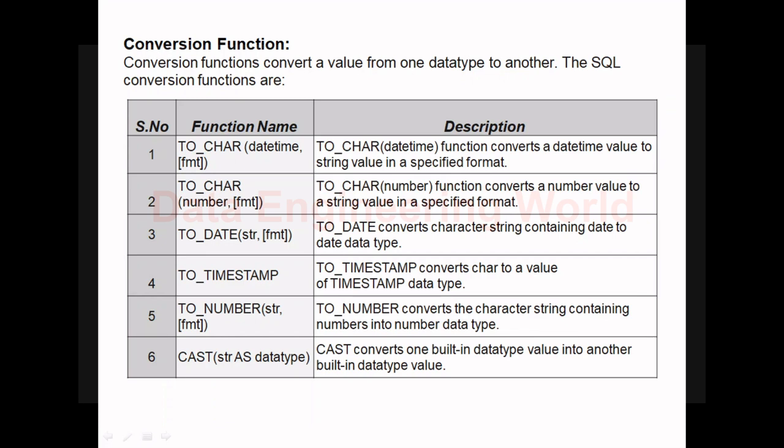The last conversion function in the list is cast, which takes an input parameter which is of any data type and converts it into another data type of our choice. So let's take a look at some of the examples of cast conversion function.